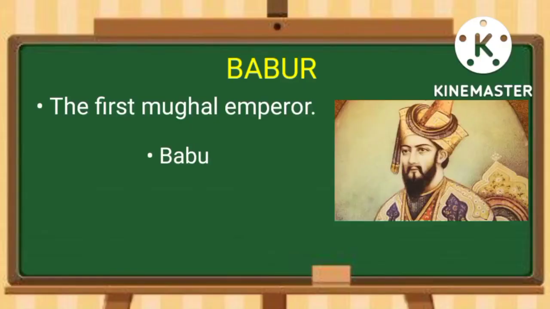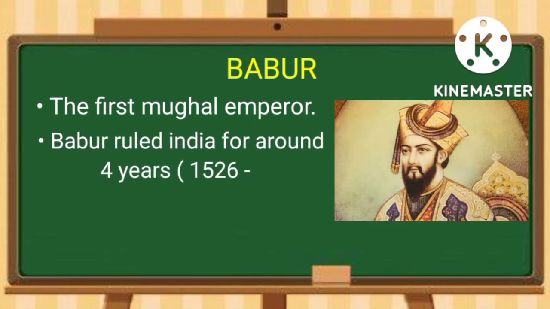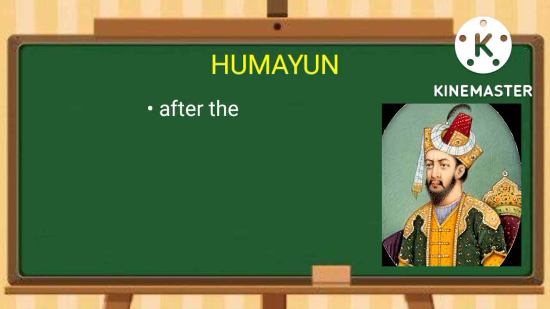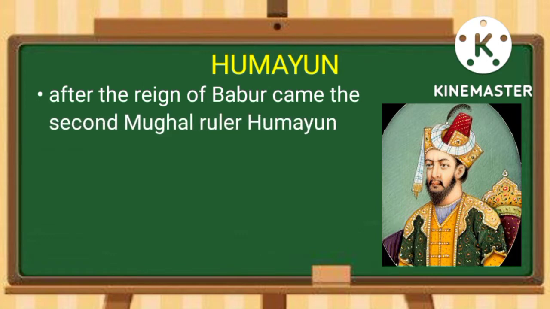the rise of the Mughal Empire and the fall of the Delhi Sultanate. Babur, the first ruler of the Mughal Empire, ruled for around 4 years, from 1526 CE to 1530 CE. After the reign of Babur, the first ruler of Mughal rule, came the second Mughal ruler, Humayun.